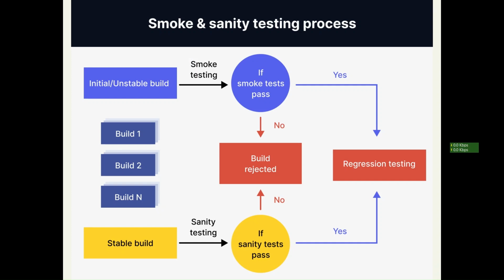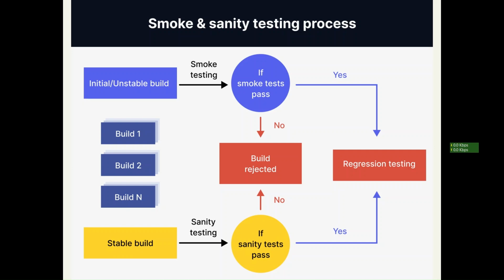You go for smoke testing on an initial build and an unstable build, when the code is first released into an environment. What you do in smoke testing is check whether the major functionality, critical functionality, and showstopper defects are present or not. If smoke testing is passed, only then you go to the next levels of testing, and at last you do regression testing. If smoke testing fails, you reject the build.